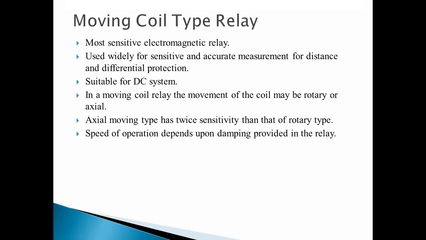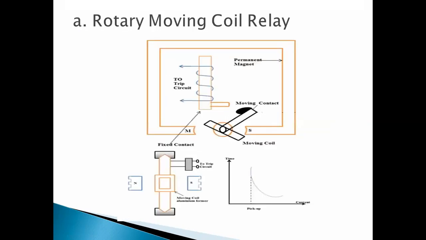Then you have seen the moving coil type relays. There are two types of these moving coil relays. First is the rotary moving coil relay, and second is the axial type relay. In this rotary moving coil relay, one permanent magnet is used, and another is the moving magnet.